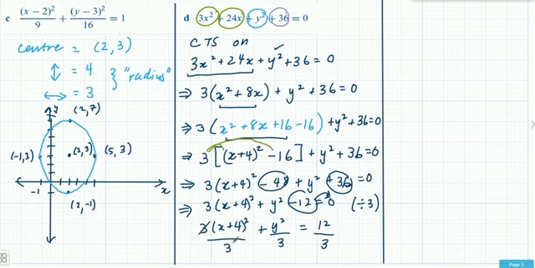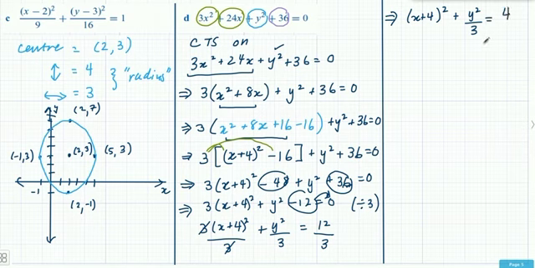Now the cool thing is that the 3's cancel on this term, and the 3's are going to simplify here, so we end up with an equation that looks like this. x plus 4 all squared plus y squared on 3 equals 12 over 3, which is 4.